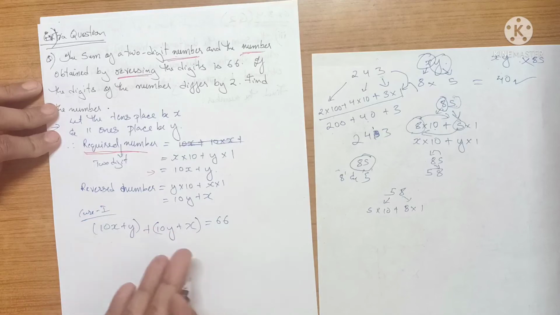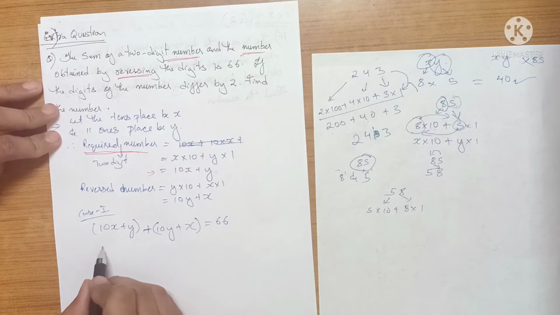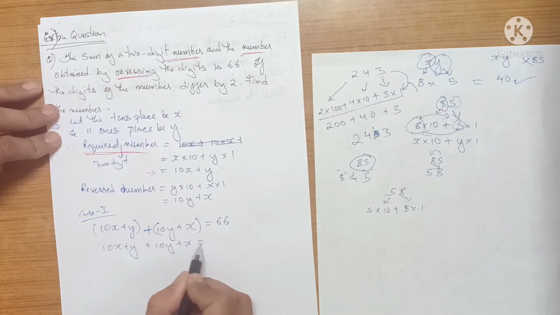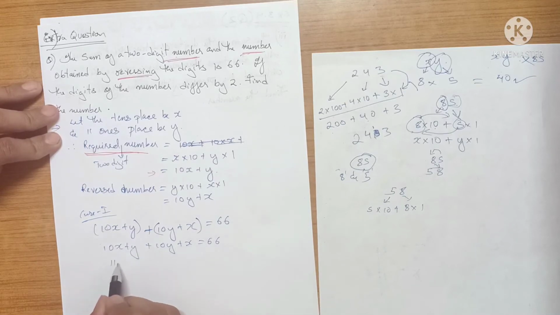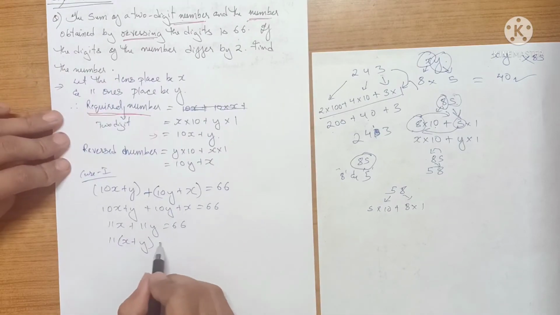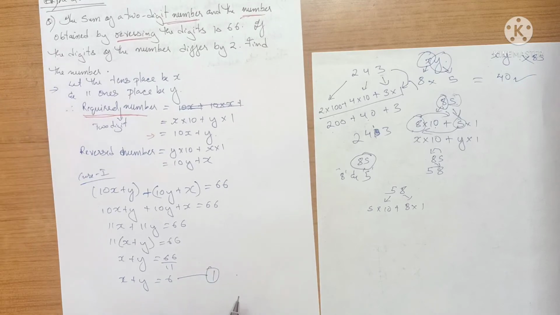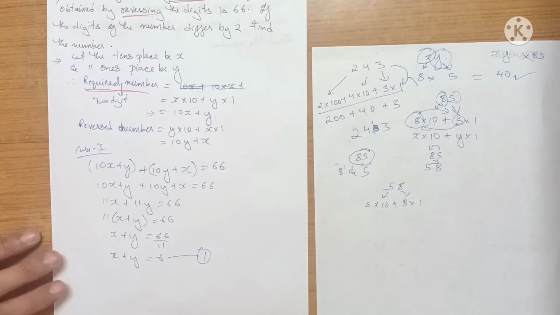See, this is a bracket, but outside the bracket there's no number, so it will remain the same. And this is positive, so it will remain the same. So 10x plus y plus 10y plus x equal to 66. 10x plus x is 11x plus 11y equal to 66. We can take 11 common. It's not compulsory for us to take common, but if we take common, it'll become a little easier. Now x plus y equal to 6 is our equation 1. Okay, so let's try and make equation 2. Up to this much, I hope you understood.